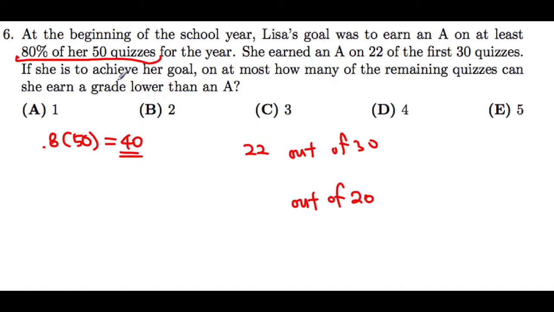If she is to achieve her goal, at most, how many of her remaining quizzes can she earn a grade lower than A? So think about it. What if we call this one X? Then when we add them up, it should be equal to 40. Then you can easily see that X has to be equal to 18. That means 18 out of 20, she has to get grade A or higher. So therefore, how many can she get lower? The answer is 2.